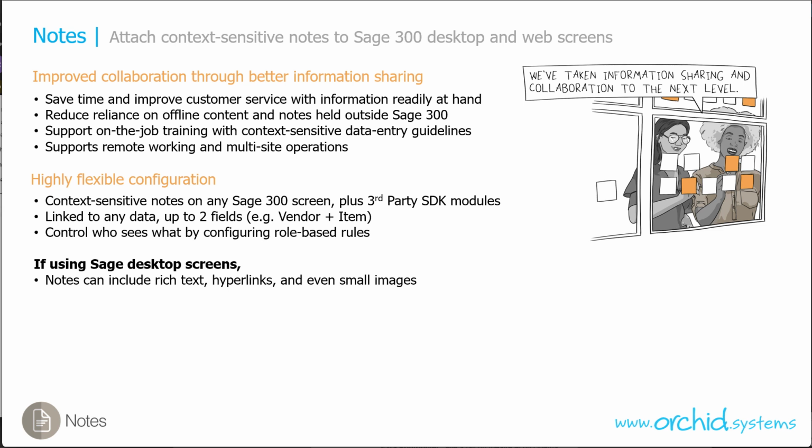If you're using the Sage desktop screens, you can use rich text, hyperlinks, and even small images. This is not available on the web screens.